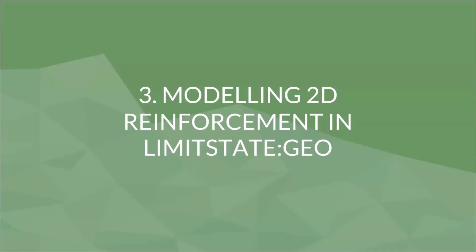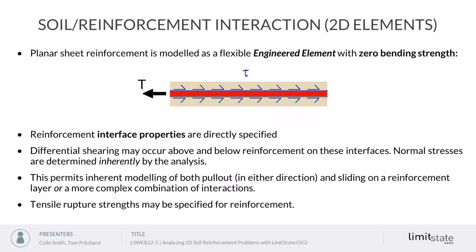Okay, so how do we actually go about modeling two-dimensional reinforcement in LimitState GEO itself? So let's look at the practicalities of using the software. We model planar sheet reinforcement using what's called an engineered element in the software. This is a particular material type which we apply to boundaries, as we'll see in a moment. And we specify this with 0 bending strength to represent a flexible geotextile or geogrid.